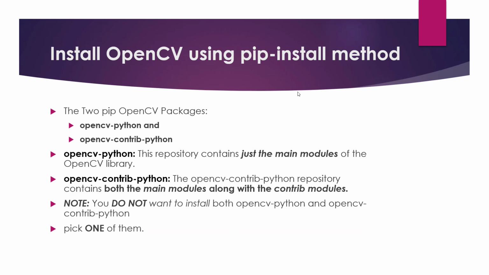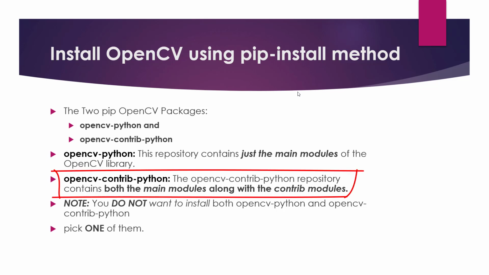In fact, there are two pip packages for OpenCV. One is opencv-python and the other is opencv-contrib-python. opencv-python has only main modules in its library. opencv-contrib-python has both main modules and contrib modules. In fact, you don't need to install both packages. You need to pick one. This is the library I recommend you to install as it includes both main modules and contrib modules.